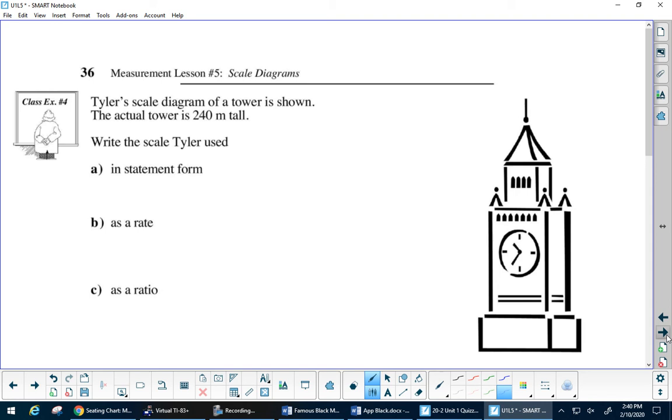Okay, so we're going to skip the next page. We've done enough mapping.